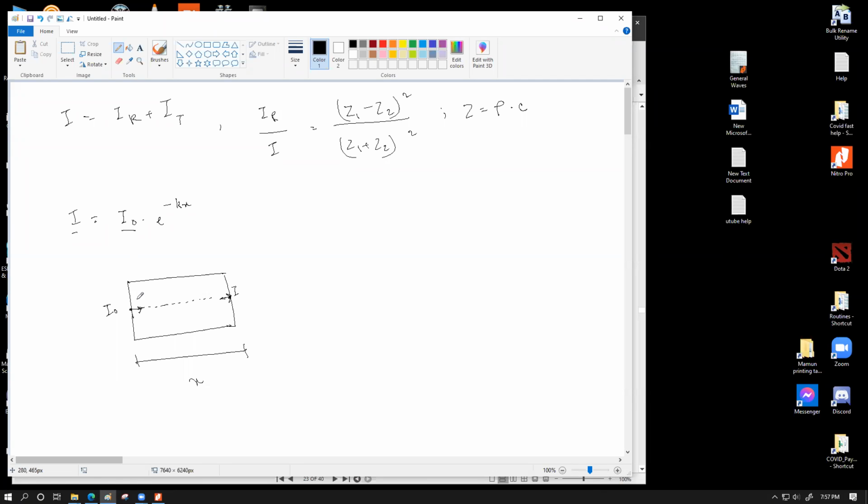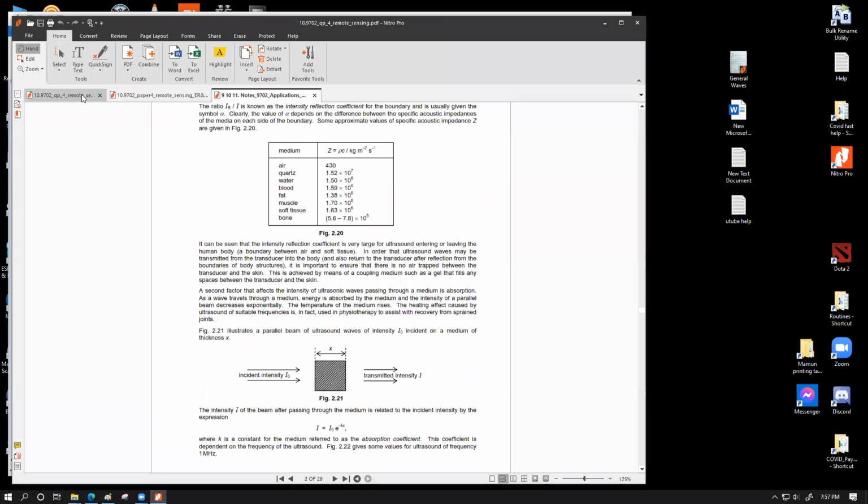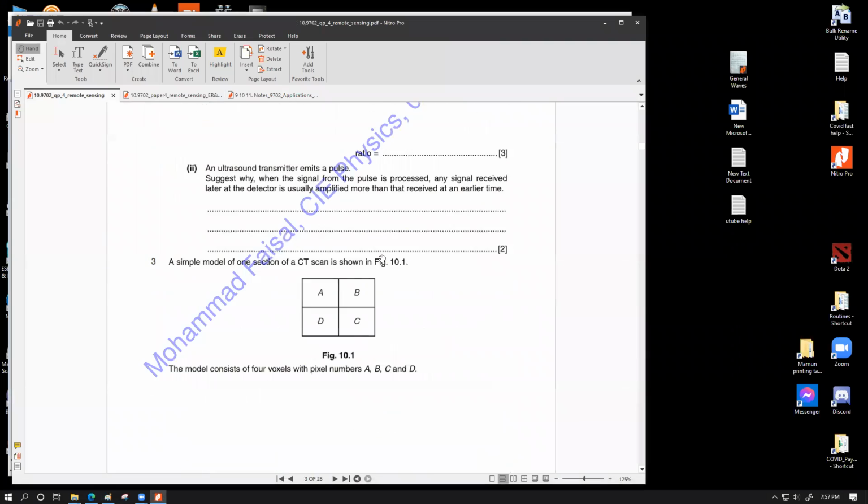This is the basic premise of our equation. So let's go ahead and try to solve some mathematical problems regarding this one.